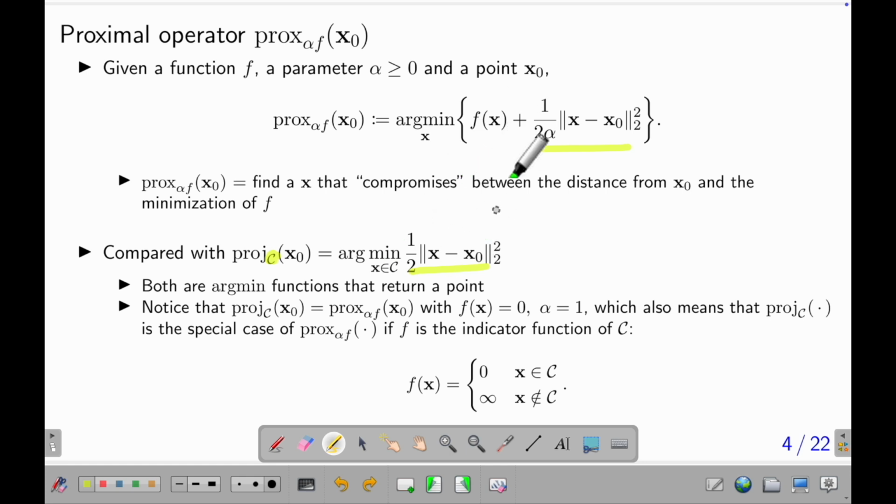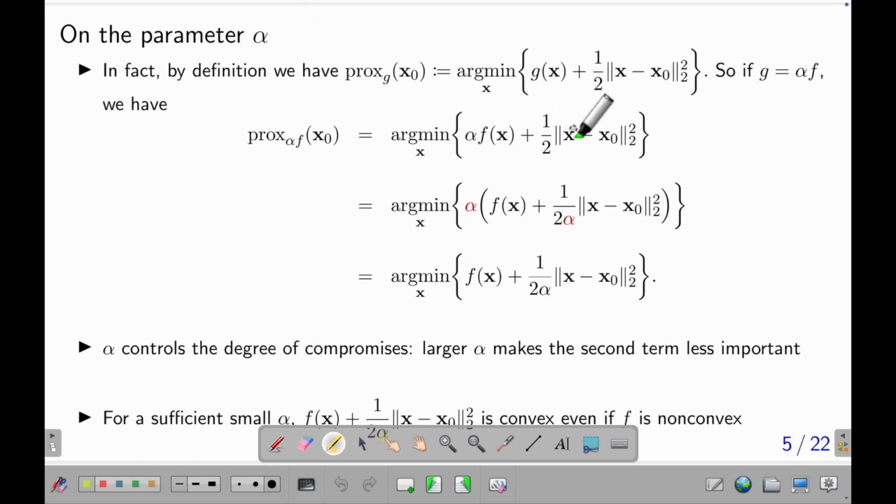And what's the difference? Projection is just this function with this special property. If x is in C, 0. If x is not in C, infinity. So that means this thing is a special case of the thing on top. And now this f can be any convex f. So what's the alpha? Okay, this is what I said. You can actually move the alpha in and out. It doesn't matter because it's argmin.